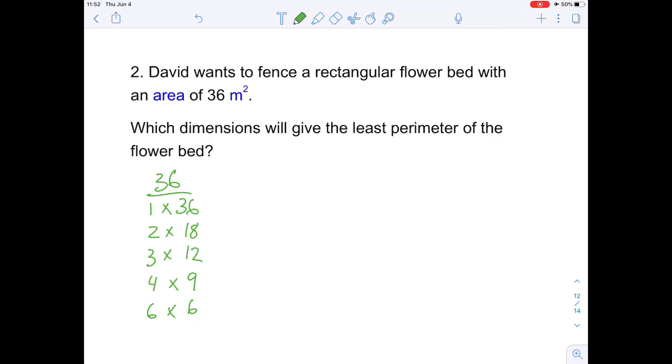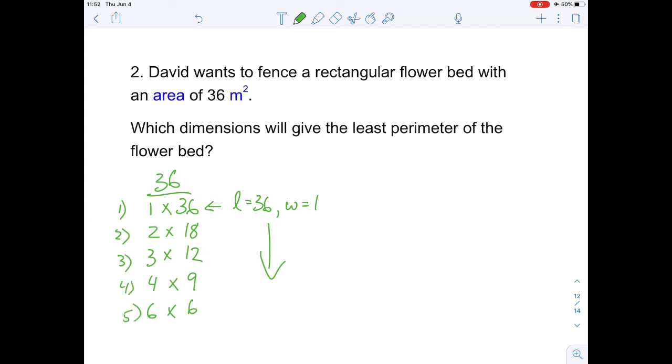So these are all the different rectangles we can make, and these would be the lengths and widths. Length of 36, width of 1, and so on all the way down. Which dimension will give you the least perimeter? Well, why don't we get the perimeter of the two extremes? So the first one, and then we'll also get the fifth one.